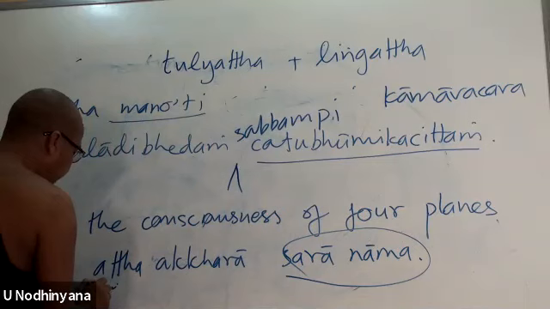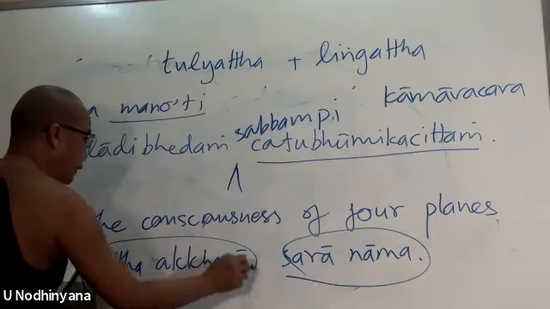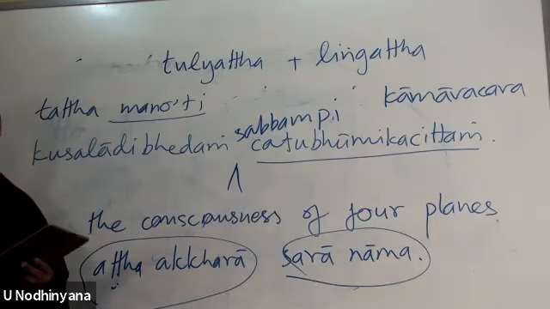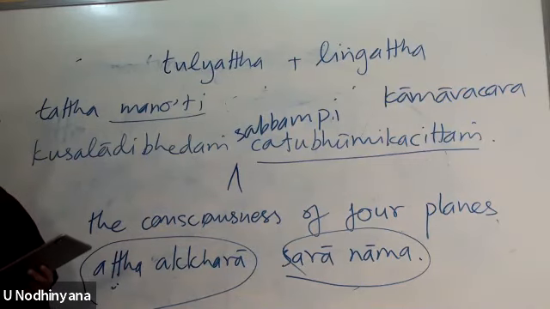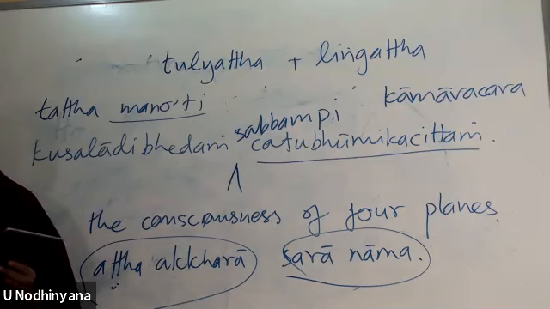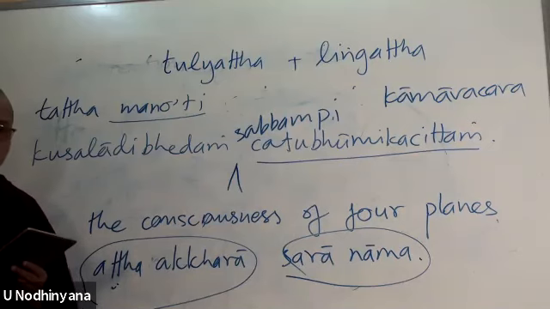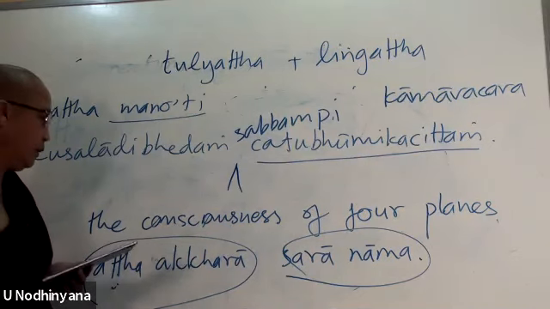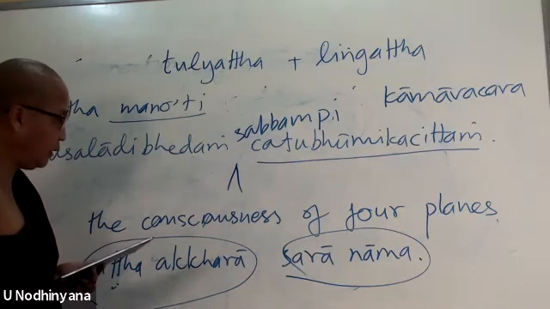So the subject is atta akara. The 8 letters are called sara, the vowels. We don't use any verb. It is completed, it ended with the nouns.